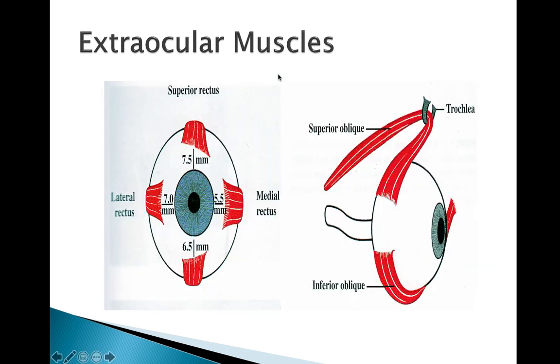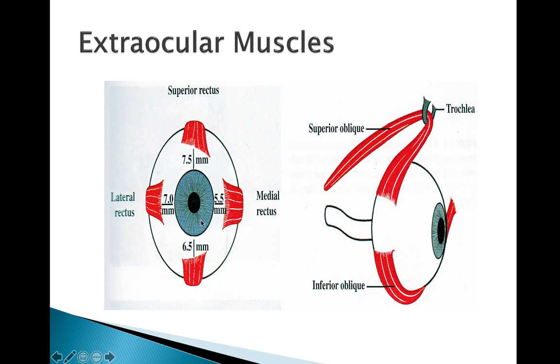So let me talk a little bit more about the ocular muscles and their cranial nerve innervation. So the ocular muscles, specifically the superior and inferior rectus and the lateral and medial rectus, sit on the eye at a particular distance from the limbus. So for instance, the lateral rectus muscle is about 7 millimeters from the limbus. It's about 5.5 millimeters from the limbus for the medial rectus.